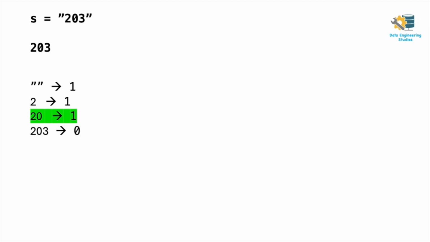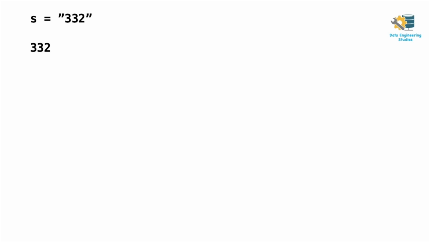That is 0 plus 1 equals 1. So there is only one way to decode 203. Hence we are returning the output as 1. Let's take another example. S equals 332.